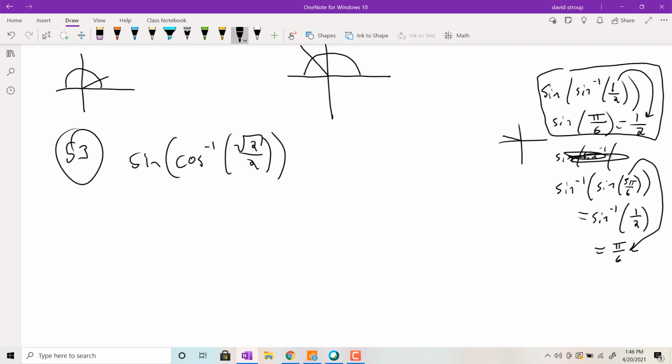Okay, so anyways, getting back to here, cosine inverse of root 2 over 2. So I think about where cosine inverse is. Okay, cosine inverse outputs from 0 to pi. So I need an angle in between 0 and pi that gives me root 2 over 2 when I put it in the cosine. So that would just be pi over 4. And then sine of pi over 4 would be root 2 over 2.